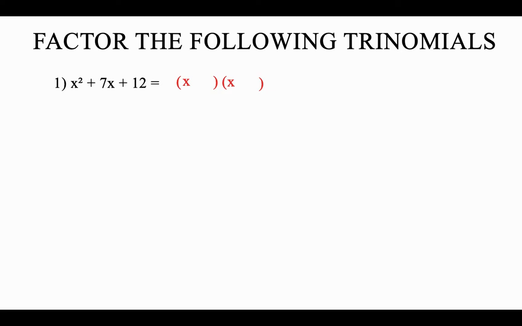Then proceed to the last term, the third term, which is 12. Think of factors of 12 wherein they will also give the sum of 7. In this case, that is 3 and 4. Okay, 3 times 4 is positive 12. 3 plus 4 is positive 7.